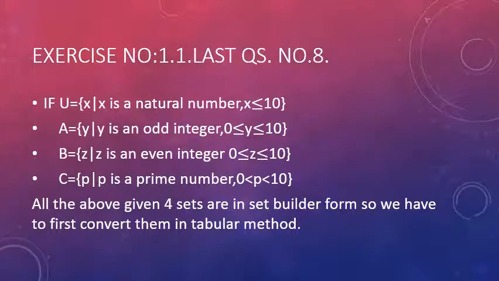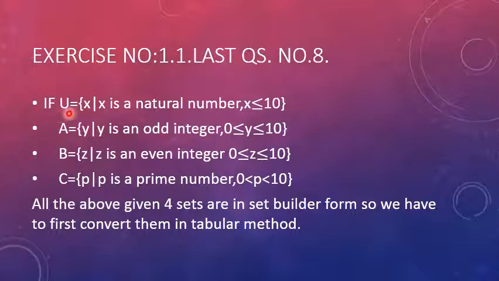Now this is question number 8, the last question of exercise 1.1. If you notice here, 4 sets are given, but all 4 sets are in a different pattern. In class 6 and 7, you have learned about the representation of a set. We can represent or write a set in 3 different ways: number 1 tabular method, number 2 descriptive method, and number 3 set builder form. All these 4 sets are given in set builder form. So we have to first see all these elements or convert them to tabular form.